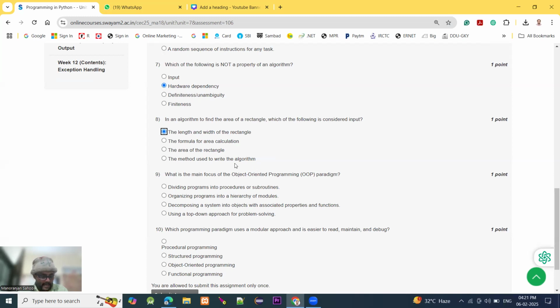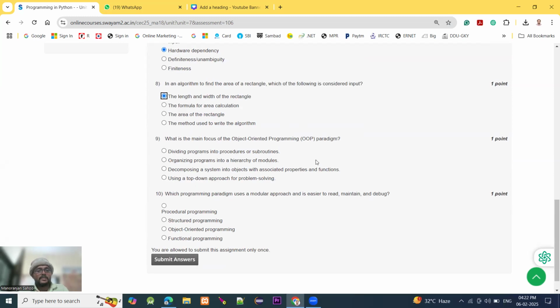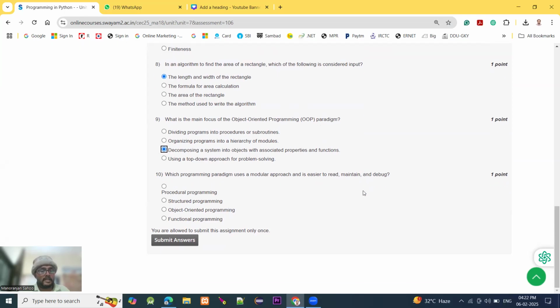Moving to question number 9, what is the main focus of object-oriented programming? OOP, object-oriented programming. What is the main focus? The main focus is 9C, decomposing a system into objects with associated properties and functions. Okay, so for 9, option C is the most appropriate answer.